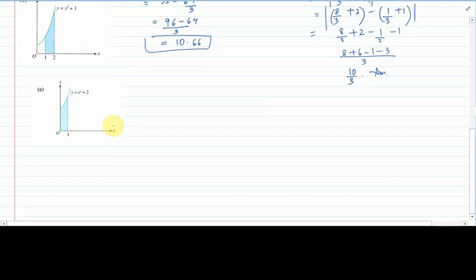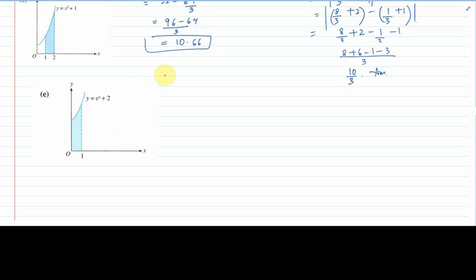Alright, so moving towards the next part, it's part E, and it contains the exponential function. So we have y is equal to e to the power x plus 2, and the limits are from 0 to 1. So first give it a try, and you have a time of 60 seconds. So start.